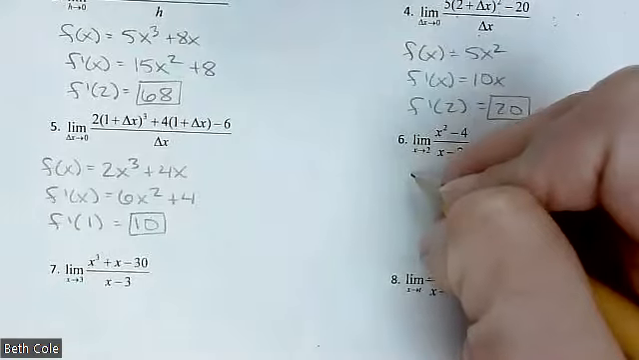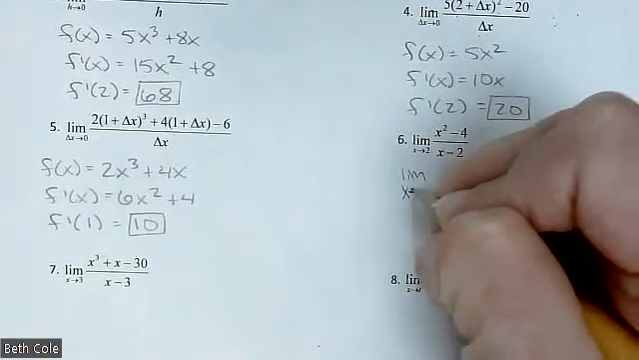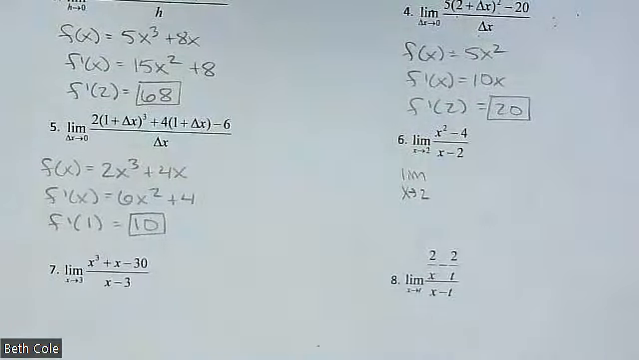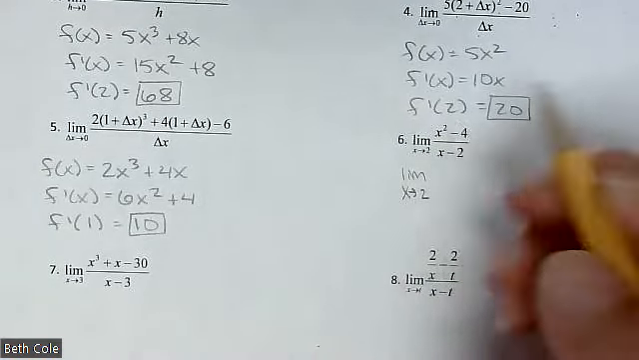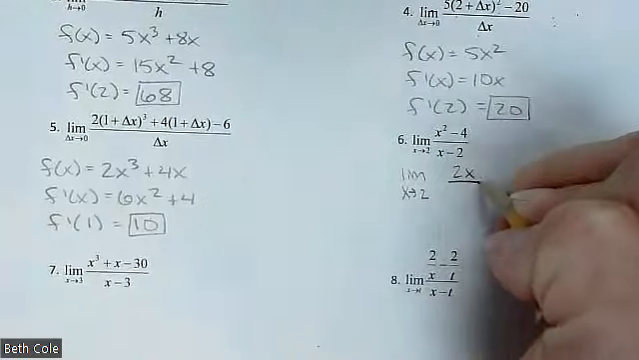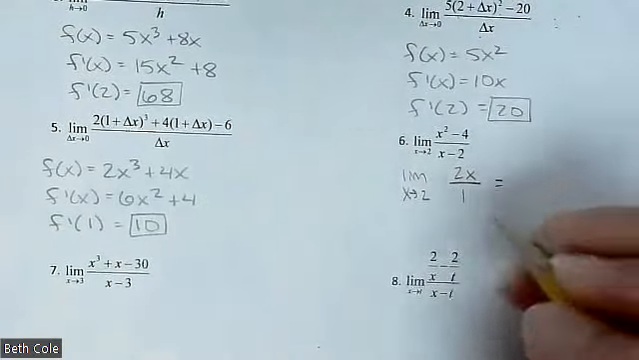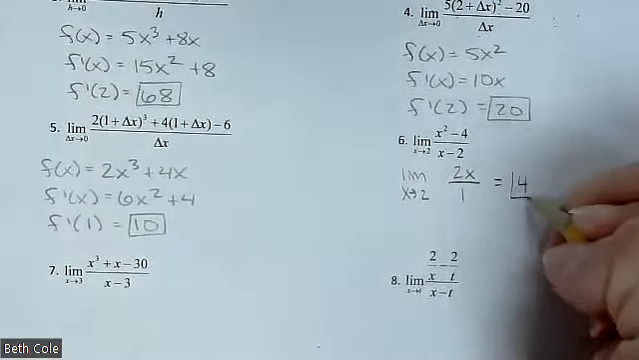Okay, then let's look at 6 and 7 together. I liked the suggestion for this one to just do L'Hopital's rule. So write limit, and then what's the derivative of the numerator? 2x, derivative of the denominator, 1, and then you plug in 2. 2 times 2 is 4.